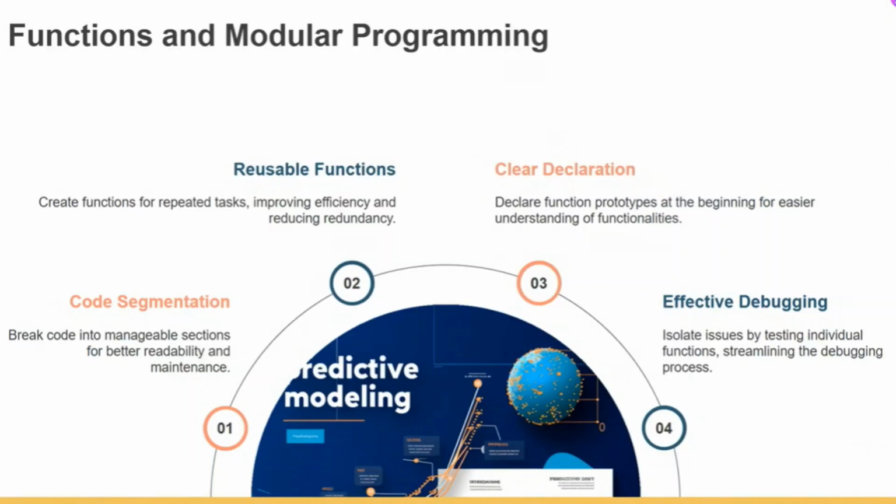Now I am continuing with Functions and Modular Programming. It has 4 stages: code segmentation, reusable functions, clear declaration, and effective debugging. Code segmentation breaks code into manageable sections for better readability and maintenance. Reusable functions are created for repeated tasks, improving efficiency and reducing redundancy. Clear declaration: declare function prototypes at the beginning for easier understanding of functionalities. Effective debugging isolates issues by testing individual functions.